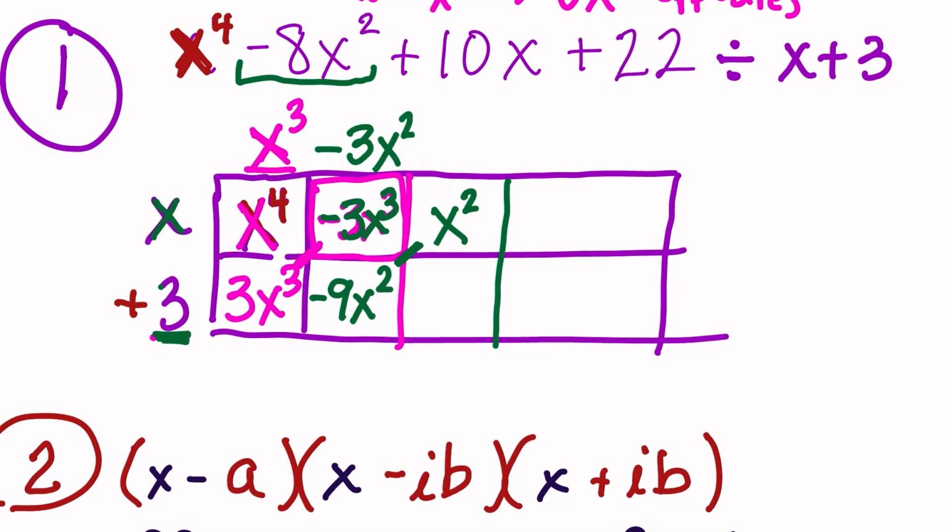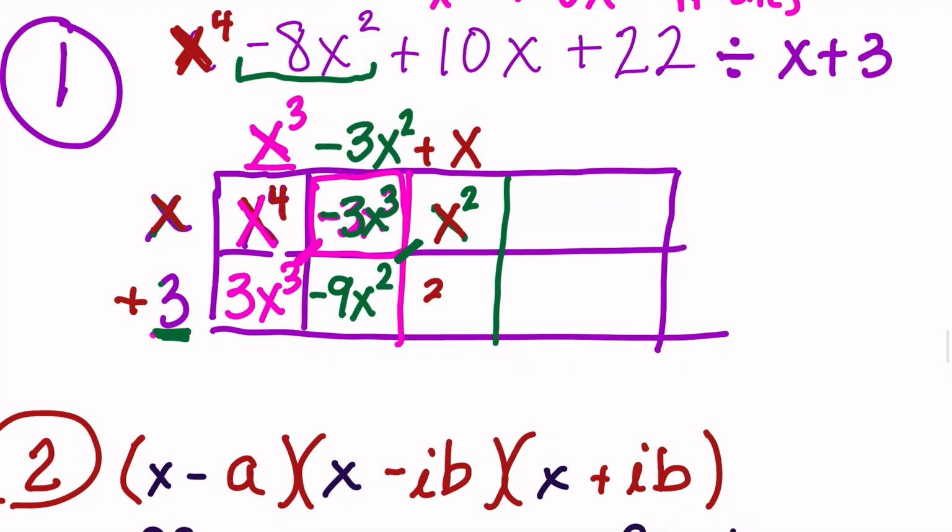Now we're going to go to the next term, and we ask what we have to multiply x by to get x squared. That goes at the top. It's just x, but it would have to be a plus x. Then x times 3 is 3x. Now these two would combine, and they're going to equal this 10x, right? So I already have 3. How many more do I need to get 10? I need 7 x's. So that was that part.